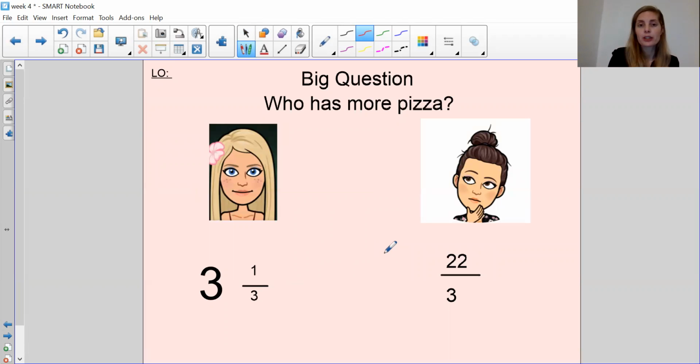So we're going to be looking at our big question now. So we're going to be looking at who has more pizza. Is it Miss Fink, myself, or is it Miss Morvena? And you need to have a look at these two fractions that I've given you.